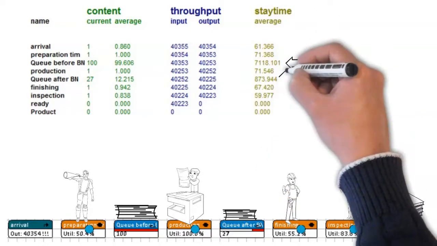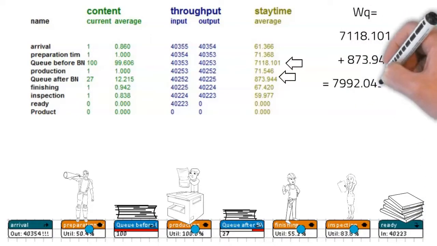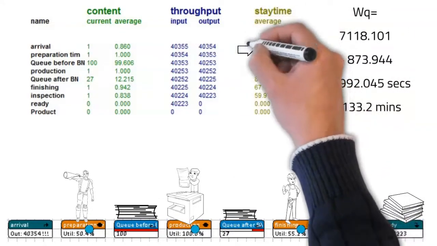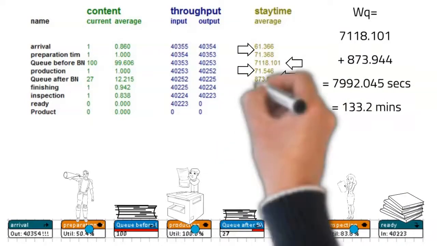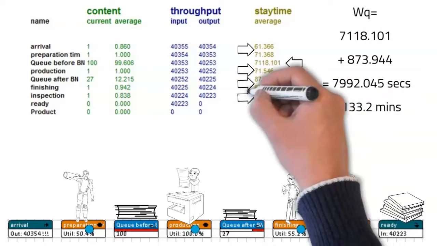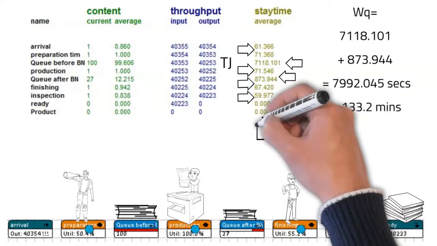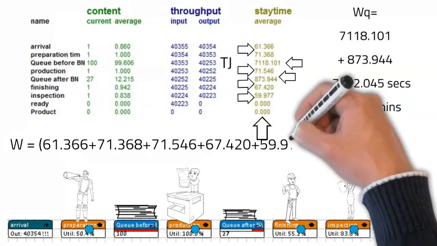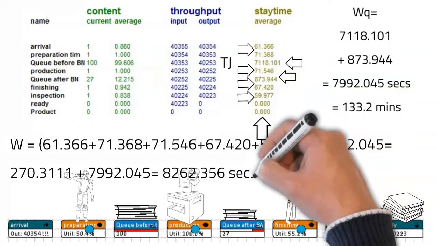The last column is state time, and this column is connected to W and WQ, the waiting times. If we add up the average state times at Q, we arrive at 133.2 minutes of waiting time at the queue. And if we add the remaining average state times to this number, we arrive at the total waiting time in the system. That will give us 137.7 minutes of waiting time in the whole system. That's only 4 minutes longer than the waiting time at the queue.